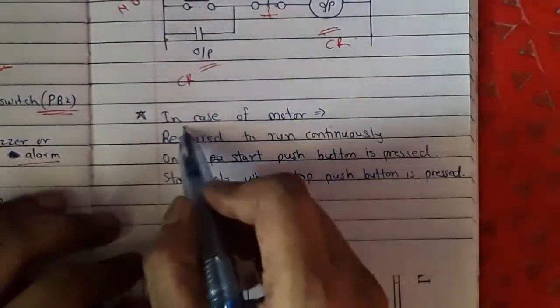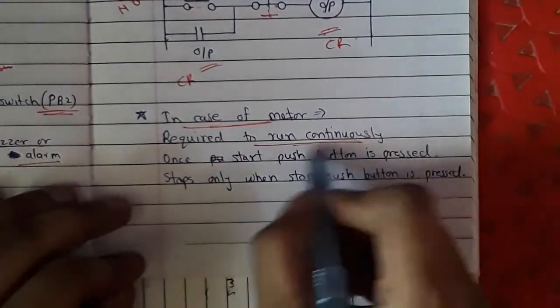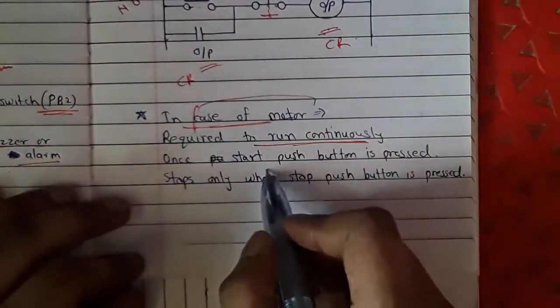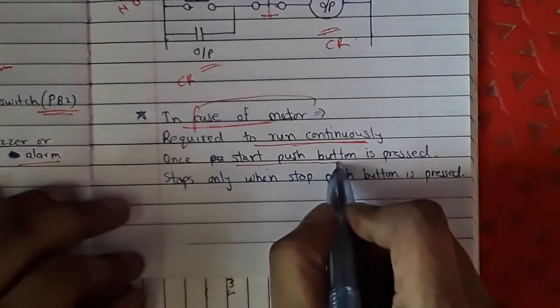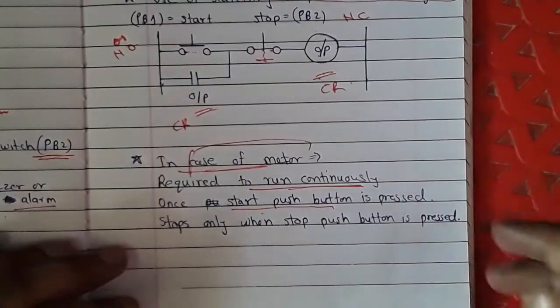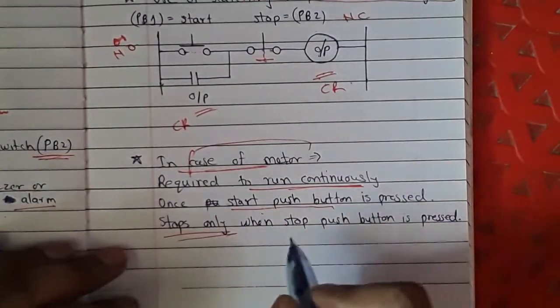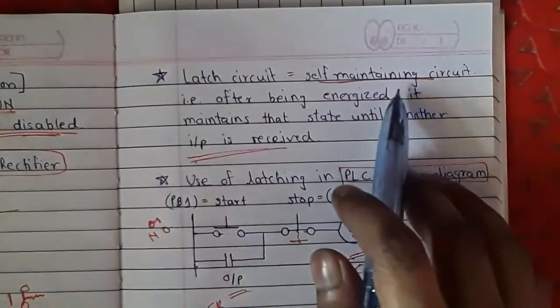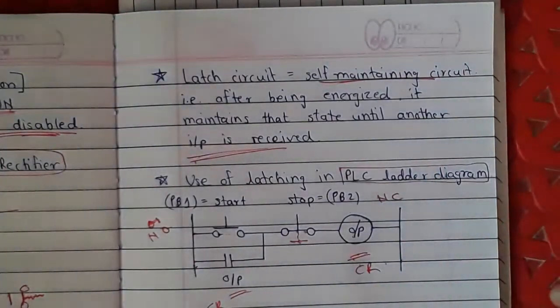Here in case of motor, we require to run motor continuously. So here in case of motor, once we push the start push button, then motor stays on and runs continuously, and it stops only when we push the stop button. Here friends, in this way, latching switch and latch circuit is used in circuit diagram to keep the output on or off.